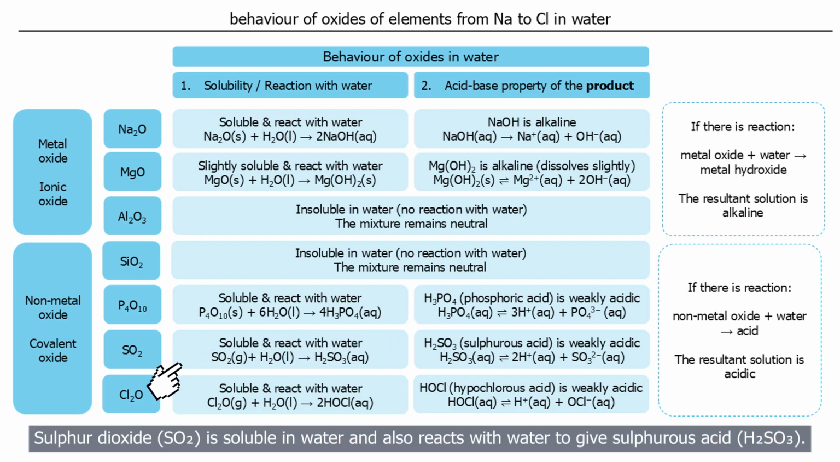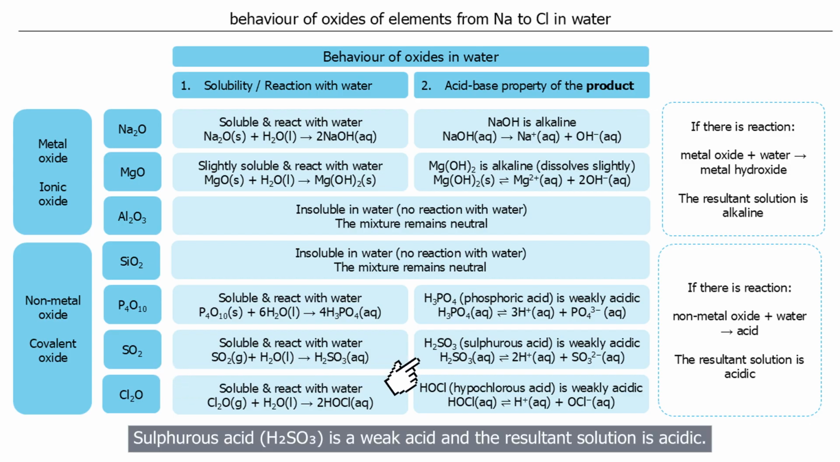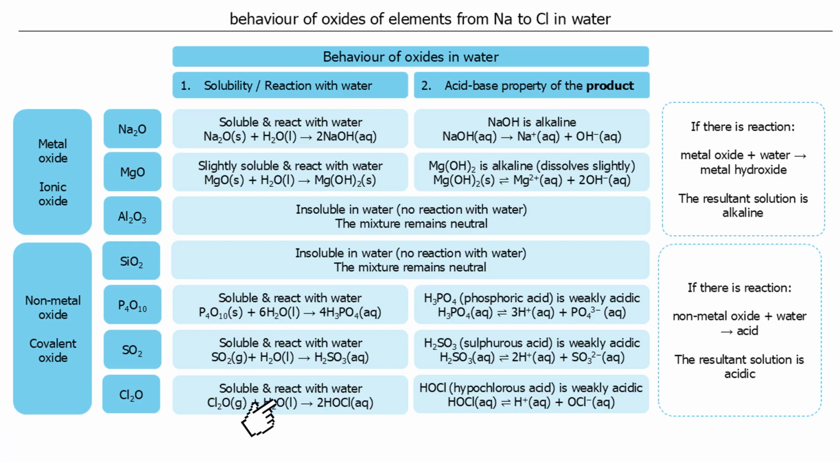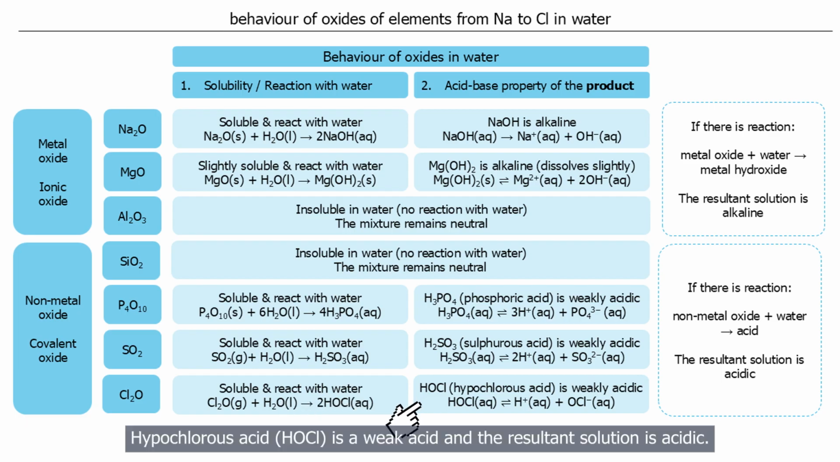Sulfur dioxide is soluble in water and also reacts with water to give sulfurous acid, H2SO3. Sulfurous acid is a weak acid and the resultant solution is acidic. Dichlorine monoxide is soluble in water and also reacts with water to give hypochlorous acid, HOCl. Hypochlorous acid is a weak acid and the resultant solution is acidic.